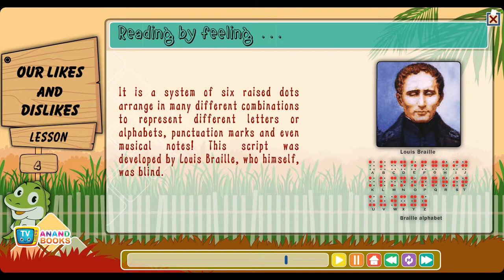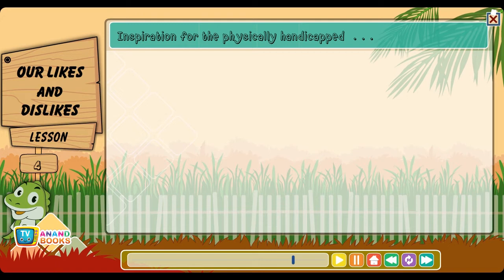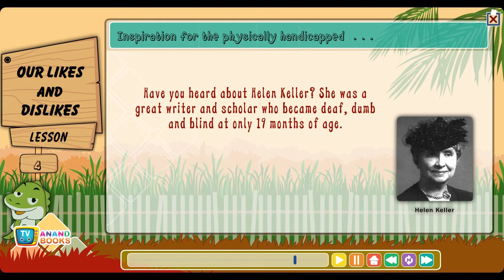It is a system of 6 raised dots arranged in many different combinations to represent different letters or alphabets, punctuation marks and even musical notes. This script was developed by Louis Braille, who himself was blind. Inspiration for the physically handicapped. Have you heard about Helen Keller? She was a great writer and scholar who became deaf, dumb and blind at only 19 months of age.